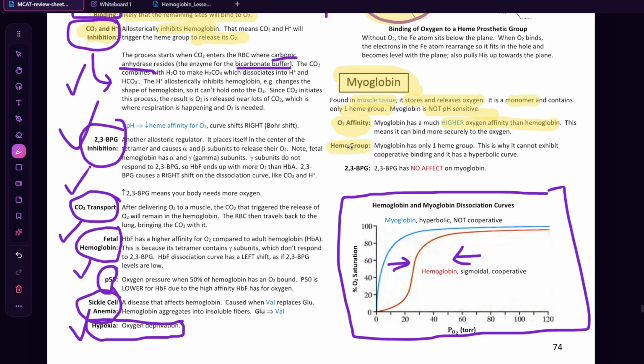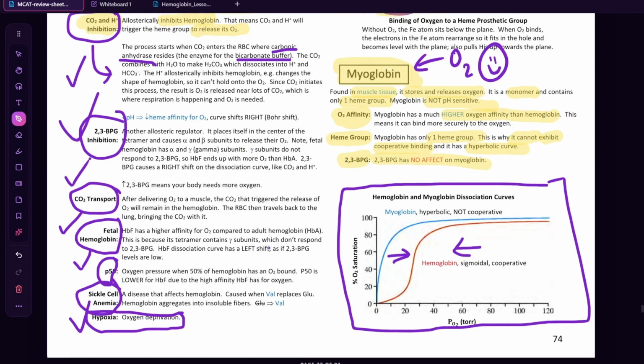For the heme group of myoglobin, there's only one, right? And this cannot exhibit cooperative binding. It has a hyperbolic curve. 2,3-BPG has no effect on myoglobin. So as you see, myoglobin is very much unaffected, but it just loves O2. You know, it's staying in its lane to help oxygen get where it needs to go.